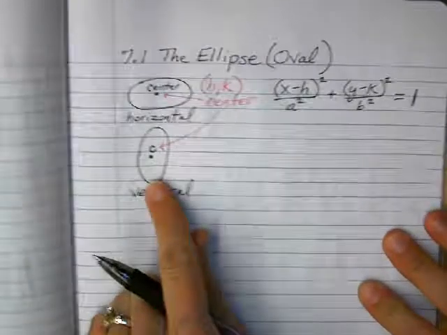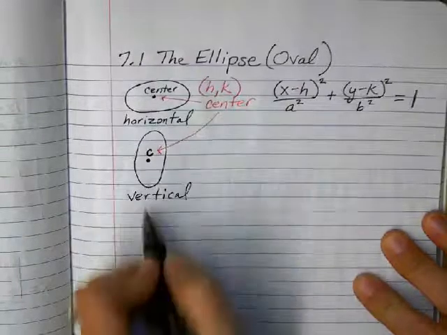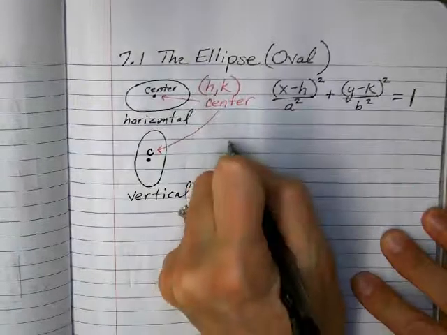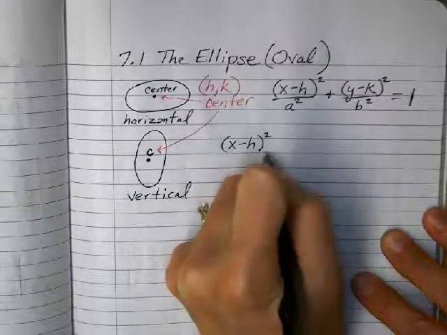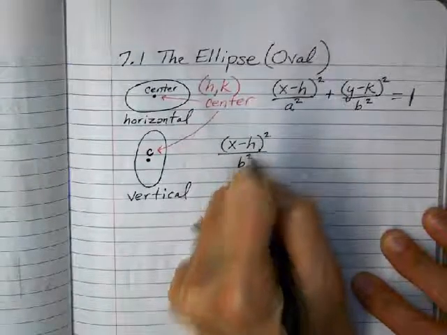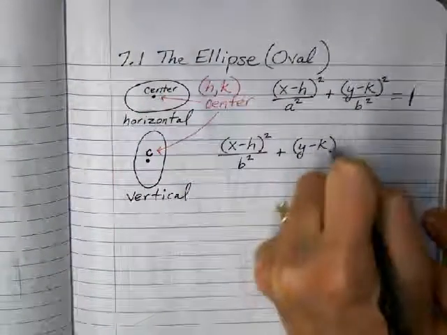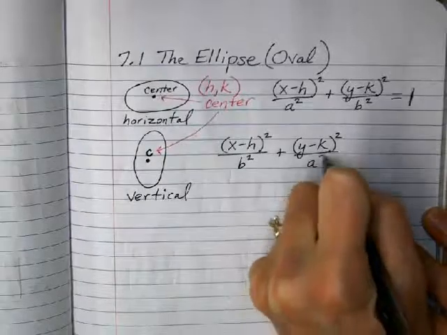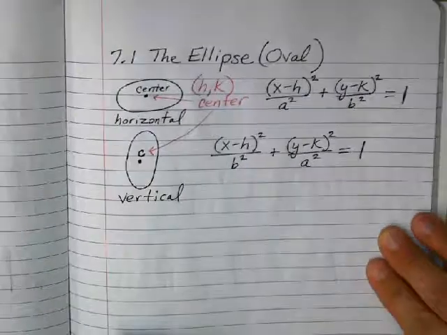If the ellipse is more vertical, the formula is almost the same, it's just a tiny bit different. If the ellipse is more vertical, the formula goes x minus h squared, and the b squared is there. And then y minus k squared over a squared equals 1. So like the a and the b switched places there.